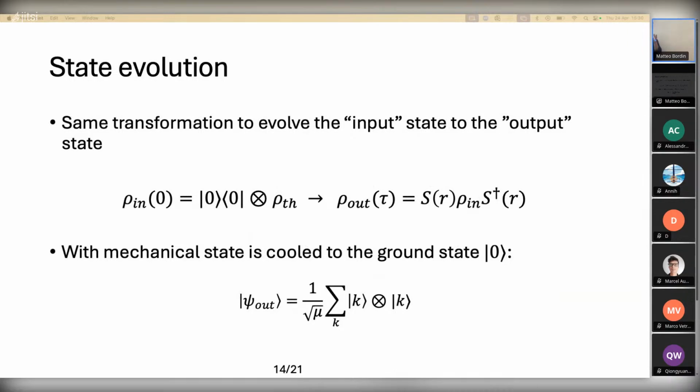We have cooled our mechanical state very close to the ground state. We now have the initial input state. We can evolve it using this two-mode squeezing transformation, which you can compute by hand, and you get a final state. We'll see in a second. It is quite interesting that, while ideally the input is the vacuum, the overall output state has EPR correlation between the photons. So it's a superposition of paired photon number states.